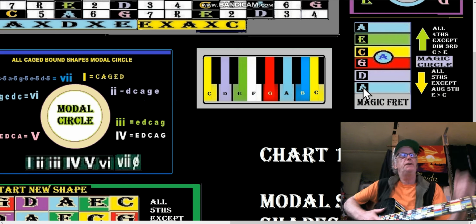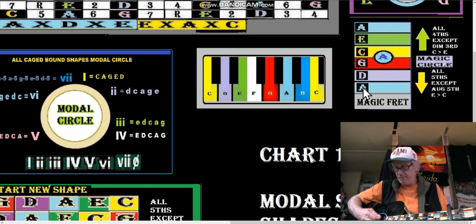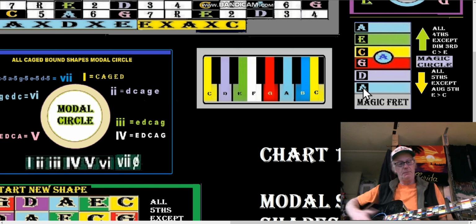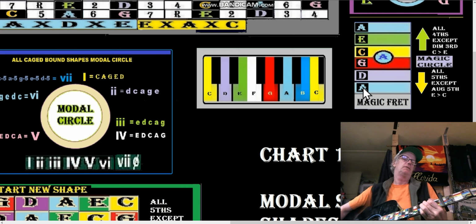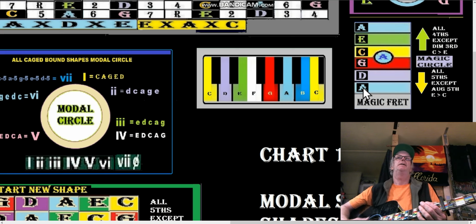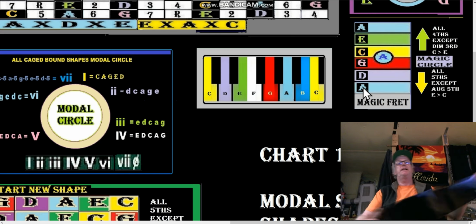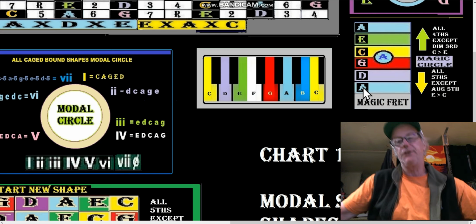If you ever wanted to know what you're playing when you go like this, you're actually playing in the key of G. You're kind of playing a minor 6, an Aeolian 6, in the key of G. So that's the tuning fret.